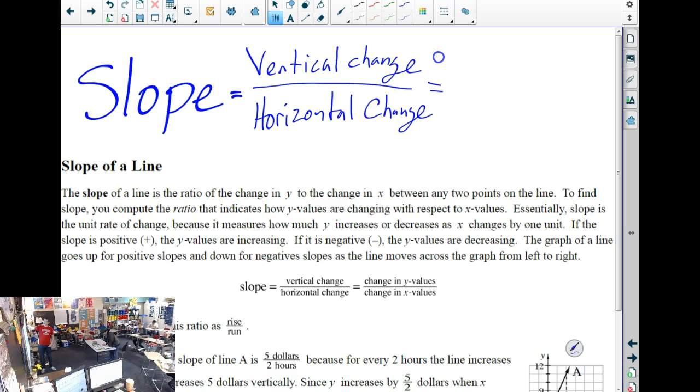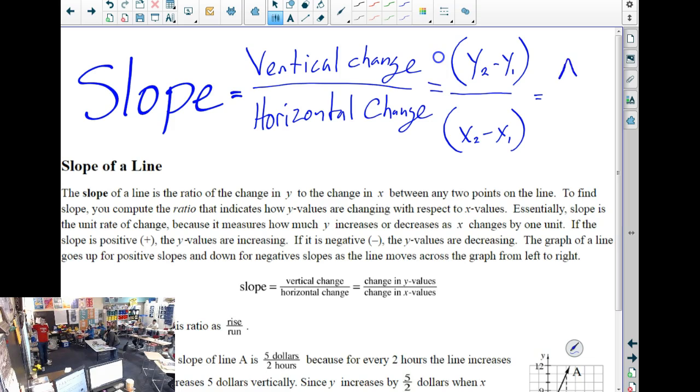Another way we talk about it, though, is y2 minus y1 over x2 minus x1. Notice I'm not just copying what the book has, guys, so please write down what I have. And another way, which relates to our Friday Greek schedule, is delta y over delta x.